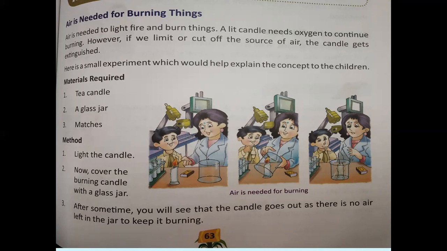Here is an experiment which you all can do at home with the help of your elders only. For this you need materials: a tea candle, a glass jar and matches. First, light the candle. Now, cover the burning candle with a glass jar. This is the glass jar. After some time, you will see that the candle goes out as there is no air left in the jar to keep it burning. But you have to perform this activity under the supervision of your elders only.